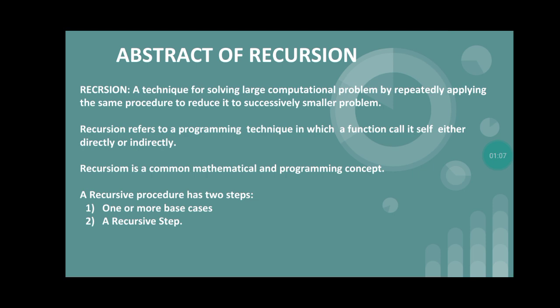Abstract of recursion. Recursion is a technique for solving large computational problems by repeatedly applying the same procedure to reduce it to successively smaller problems. This is how recursion solves the problem. First, it divides the computational problem into sub-problems, then it applies the procedure to reduce it to successively smaller problems repeatedly. Recursion refers to a programming technique in which a function calls itself either directly or indirectly.